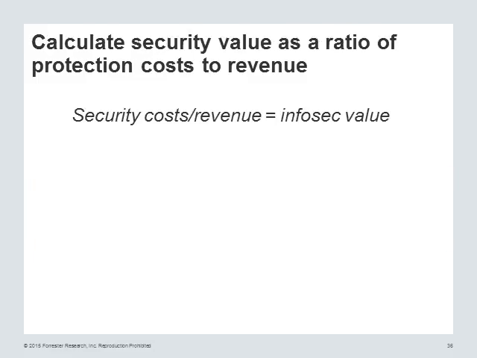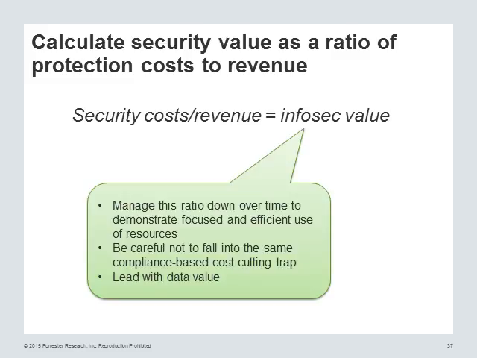So with this understanding of the value of data, the revenue that it would generate, as well as the cost associated with protecting this data, you can use that to figure out a ratio of protection costs to revenue and call that information security value. And so this is a ratio that you can use to just be a sanity check, really, for investments and resource allocation. And over time, you can track this ratio to see how you do and use it as one of the many ways that you may use to report on your data protection program.